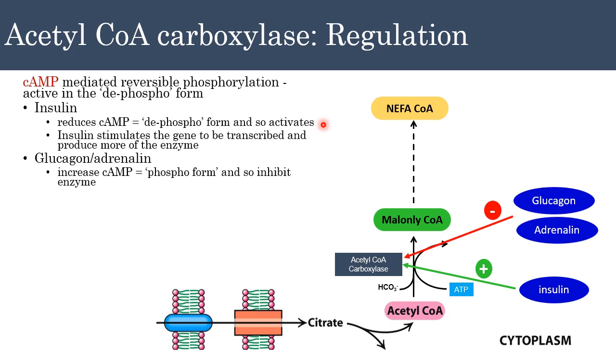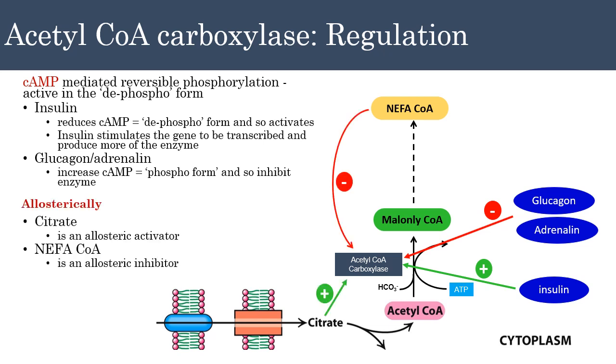So in reality, looking at insulin usually means that you're in a fed state. So more fed, we don't need to oxidize fats, we need to build them and store them. In the scenario of glucagon and adrenaline, it actually increases the cyclic AMP stimulation. And so this is in the phosphorylated form, so it actually inhibits the enzyme. So this enzyme is now inhibited as it is phosphorylated.